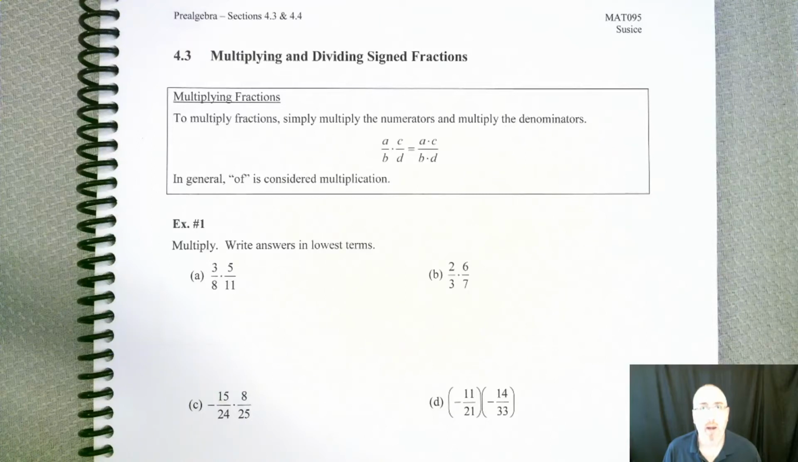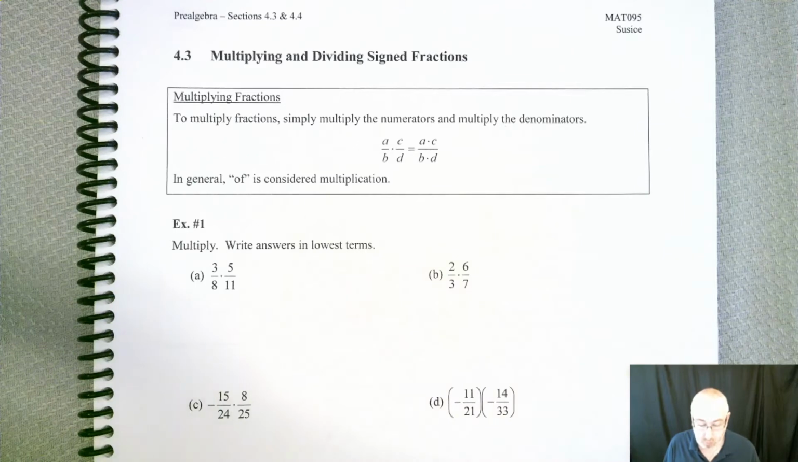Well, hello again. We are going to be jumping right into the next part of chapter 4, which gets into multiplying and dividing signed fractions. Now, you're probably wondering why we're not doing adding and subtracting first, but it turns out that multiplying and dividing is a little bit easier. So we're going to start with that.